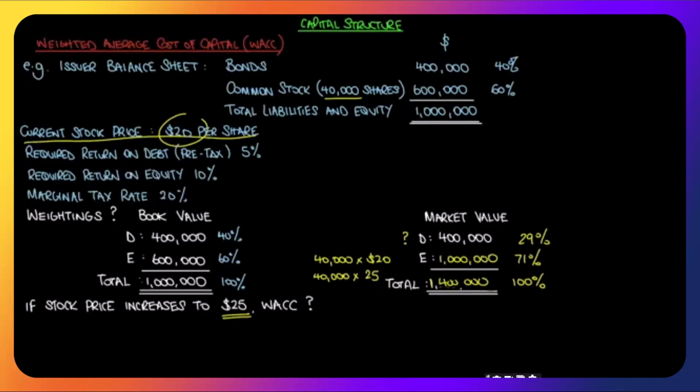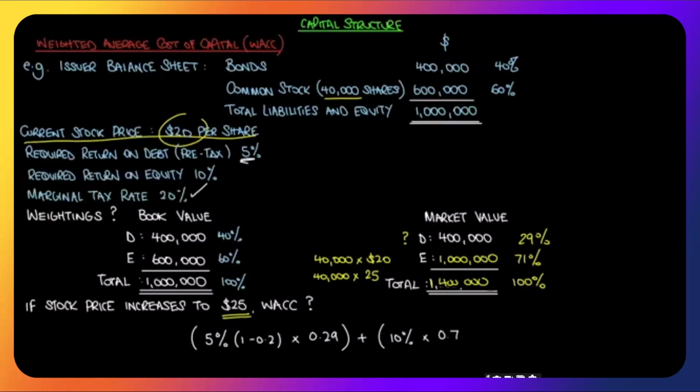What's the WACC then? Just as a bit of practice for WACC calculations. My cost of debt. Where was my cost of debt? Required return on debt pre-tax was 5%. So 5%. That was pre-tax. Tax rate is 20%. Multiplied by its weighting, 29%. Plus cost of equity, 10%.